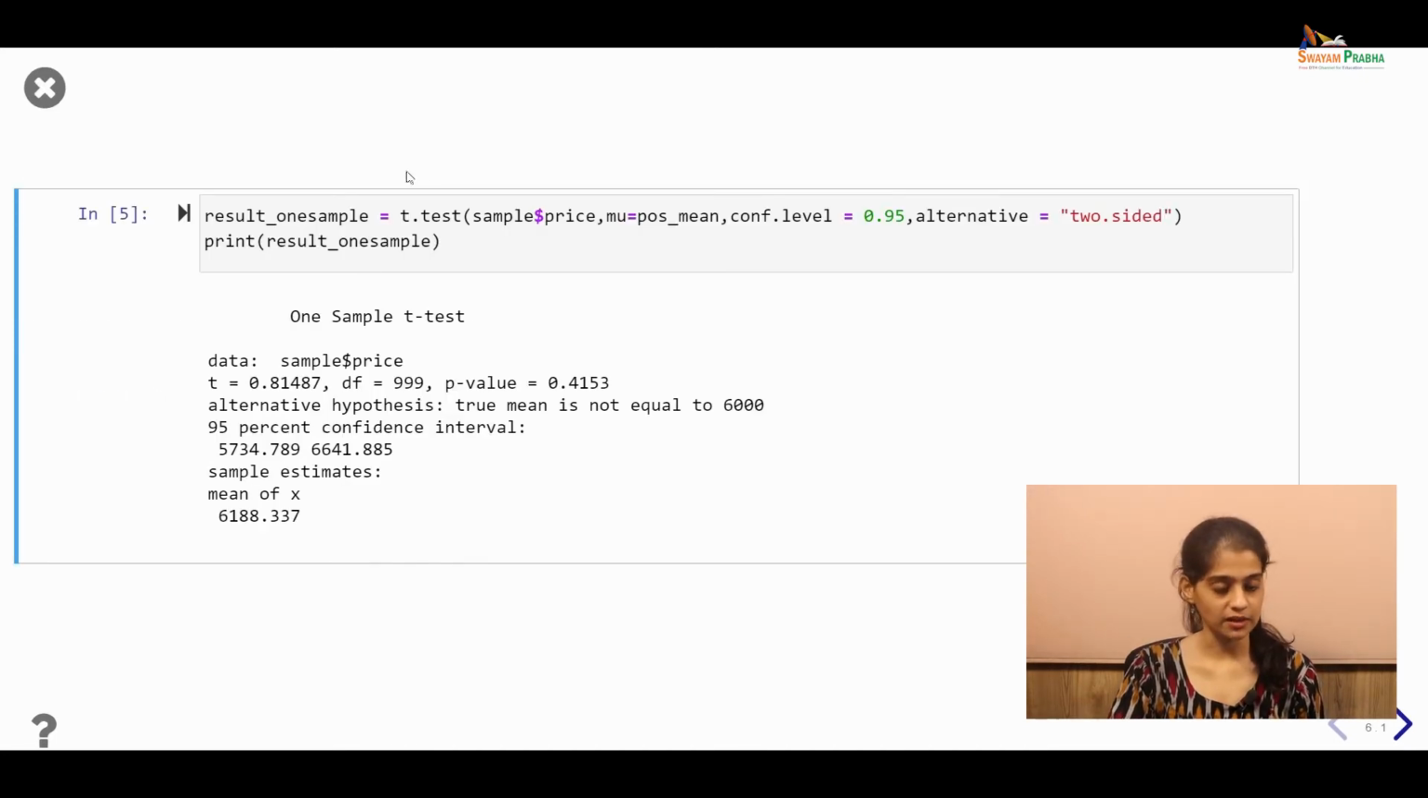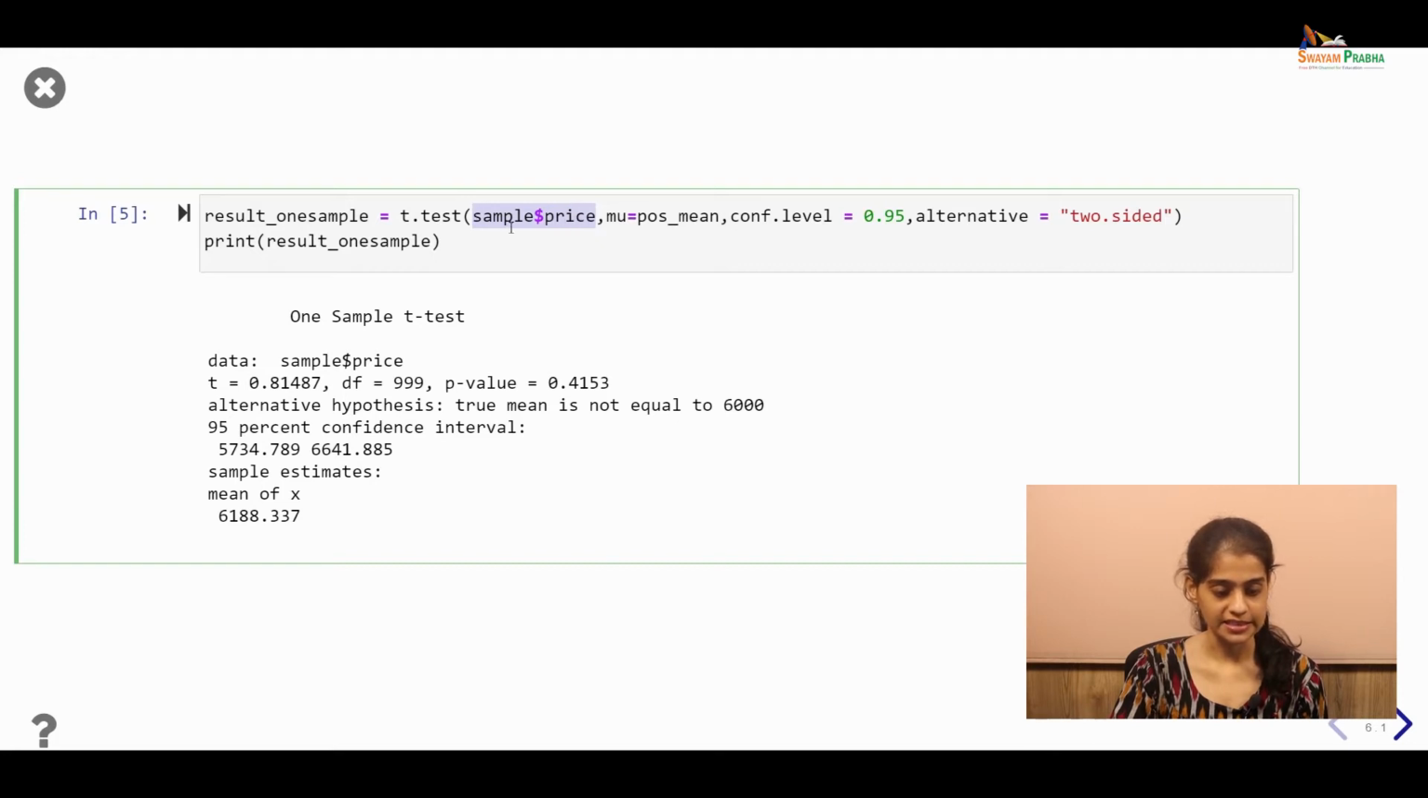So let's see how to conduct the one sample test for mean. So to conduct one sample test for mean, you need to use the function t.test. Now there are several inputs that you have to supply to this function. The first is the column for which you are testing. Now here we are doing it for price, so I am just accessing it from the data sample.